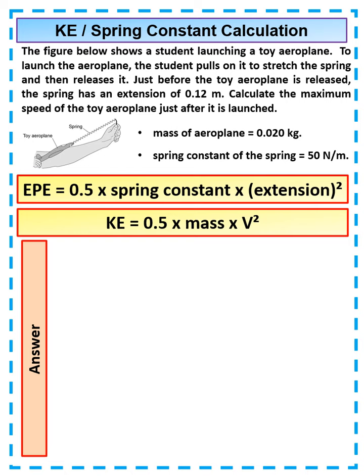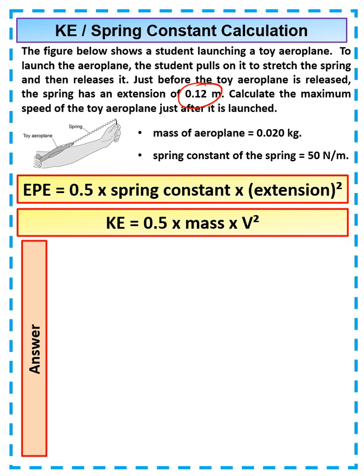So in this question, we're going to look at how we can combine the equations for kinetic energy and the spring constant together. So the figure below shows the student launching a toy aeroplane. To launch the aeroplane, the student pulls on it to stretch the spring and then releases it. Just before the toy aeroplane is released, the spring has an extension of 0.12 meters.